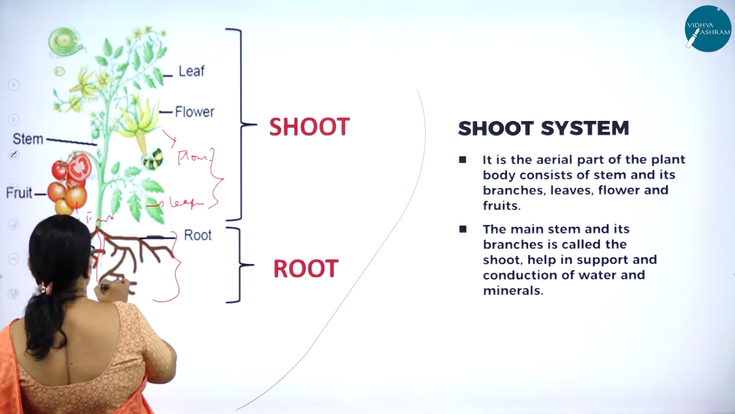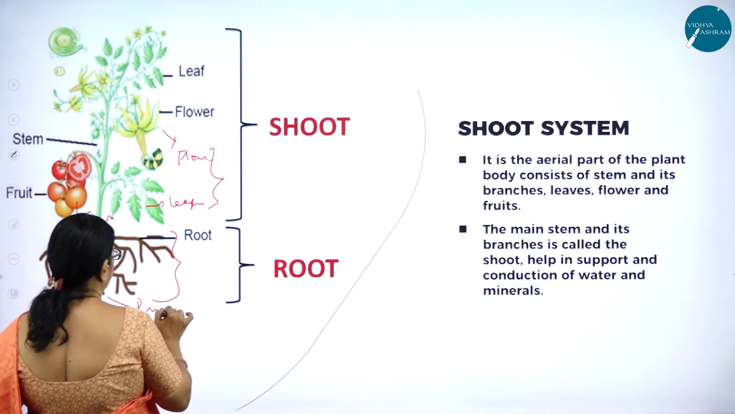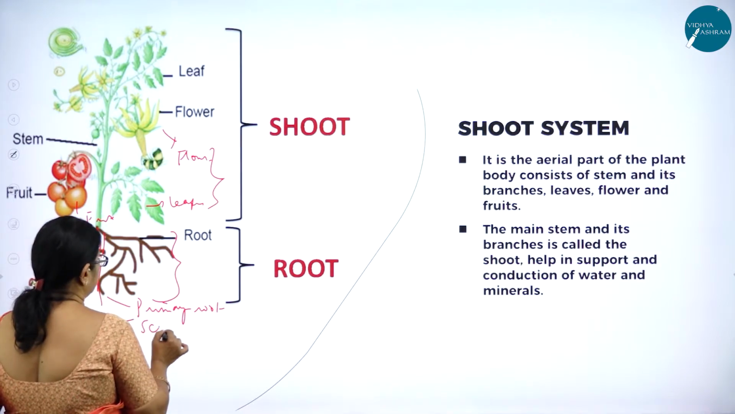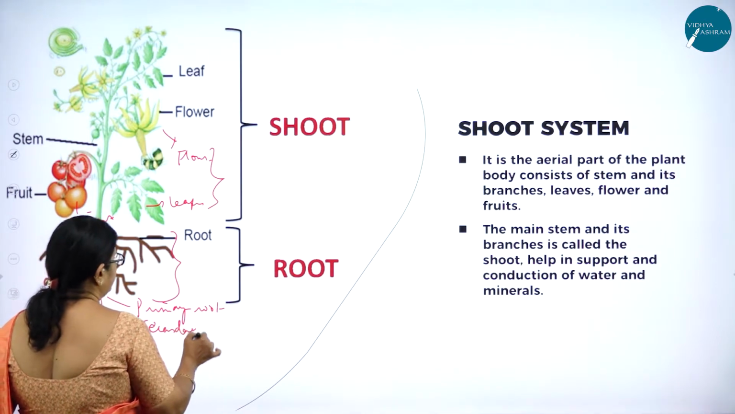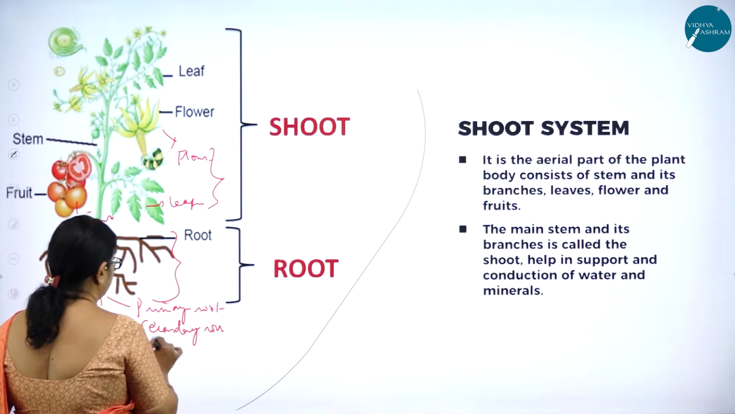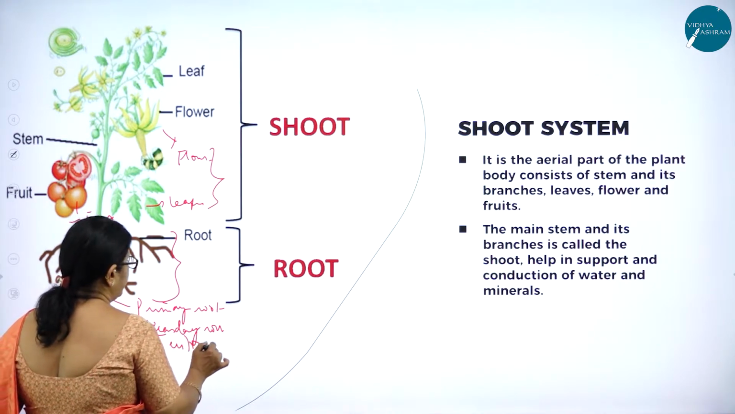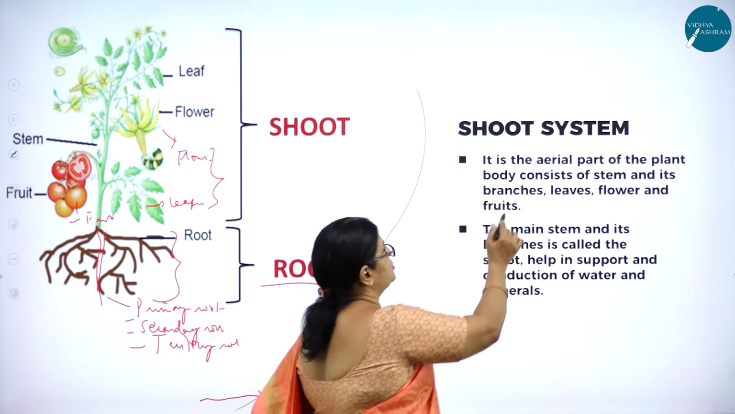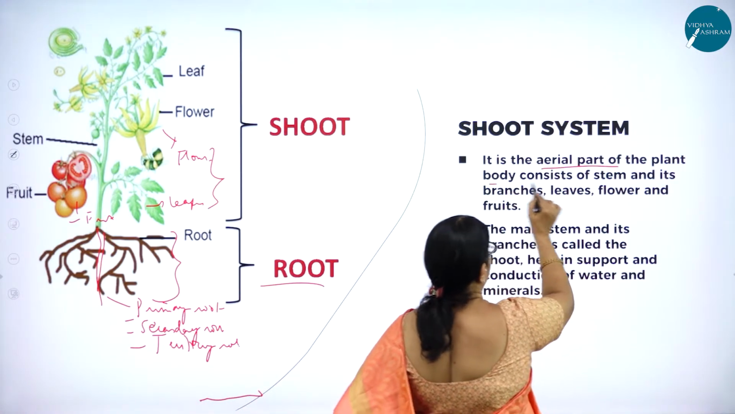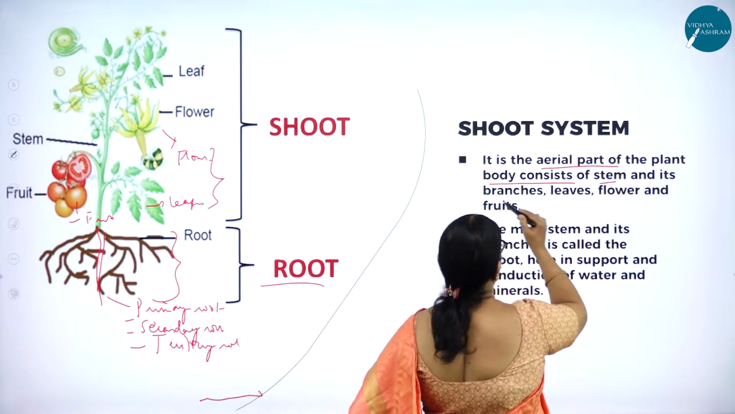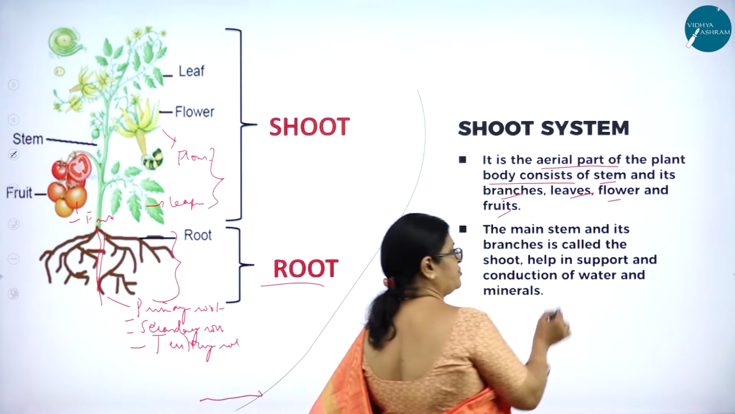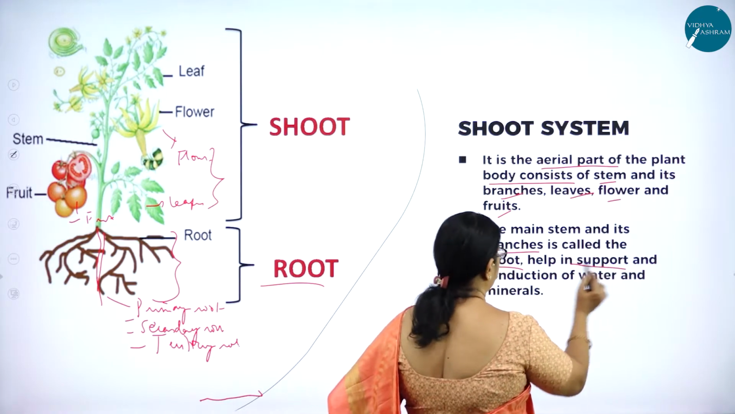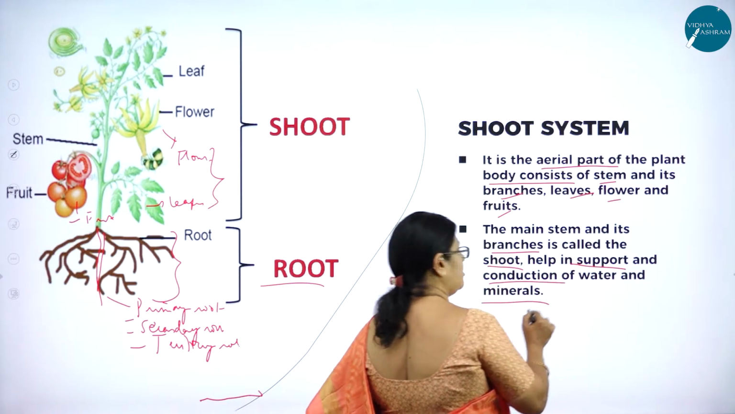So the root system has what? Main primary root, primary into secondary roots, and the tertiary roots. So what is a shoot system? Shoot system is the aerial part of the plant body, consists of stem, branches, leaves, flowers and fruits. The main stem and its branches is called as shoot, help in support and conduction of water and minerals.